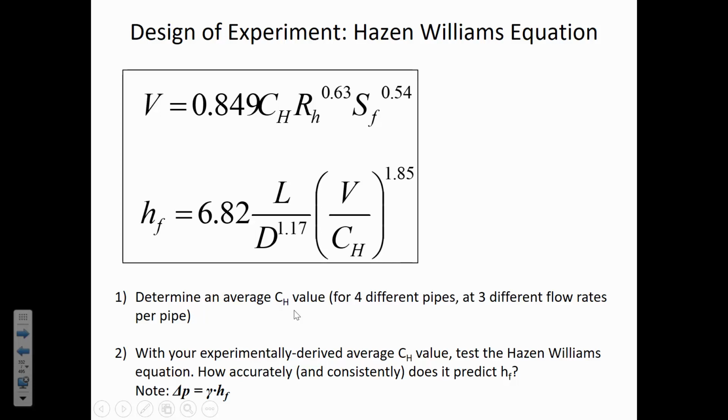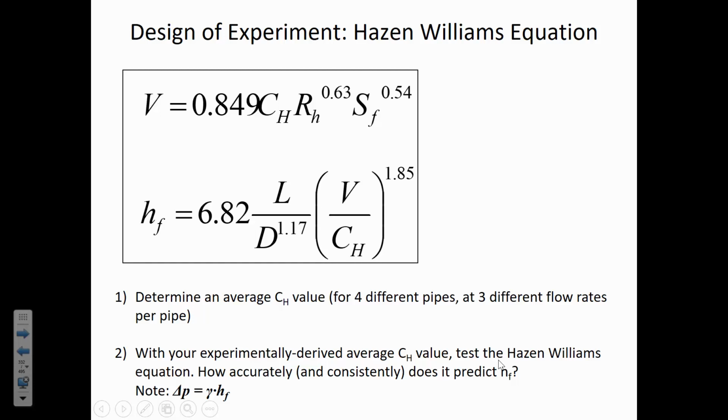Once you've determined that average C value, then what I'd like you to do when you're conducting the experiment and analyzing the results is test the Hazen-Williams equation and see if you've got some average C value, how well does the Hazen-Williams equation predict the pressure change. And so you're going to use the pressure change to calculate the C value, and once you've got the average C value, take that C value and predict what the pressure change should have been and compare it to what was experimentally observed.